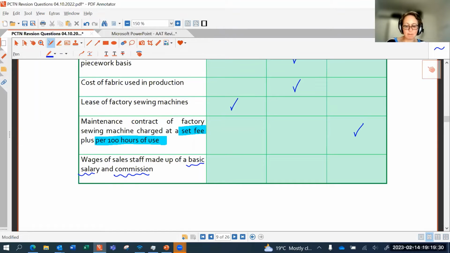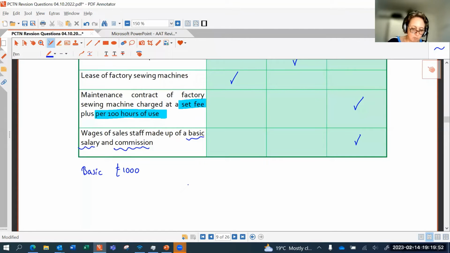It's a semi-variable one, isn't it? Yeah, this one is actually semi-variable as well. So you're quite right if you spotted the variable element, because you spotted the commission there. But what we're saying, for example, is that we pay them a basic salary of, let me say, £1,000. Then let's say we pay them £10 per item sold. So basic of 1,000 plus £10 per unit sold.